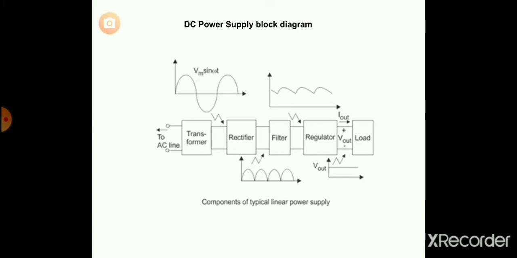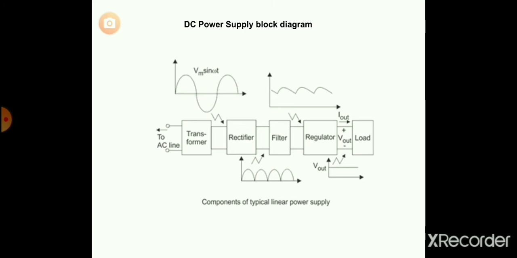Then second, the DC power supply block diagram. First transformer, rectifier, filter, regulator, load. AC input is given to the transformer, and the output AC voltage is converted to DC voltage. A rectifier is a device which converts AC to DC voltage. That is called the rectifier.